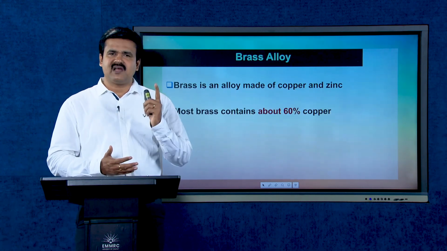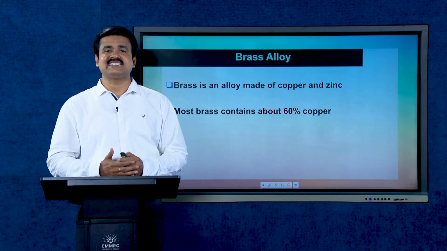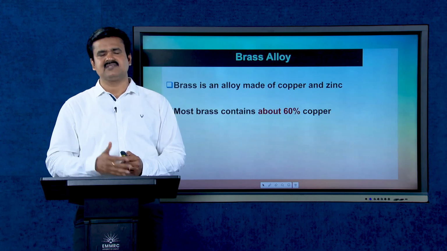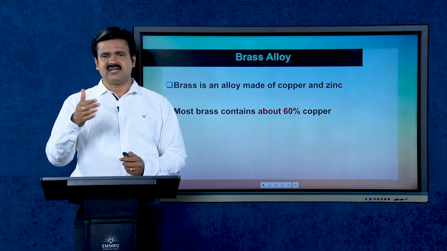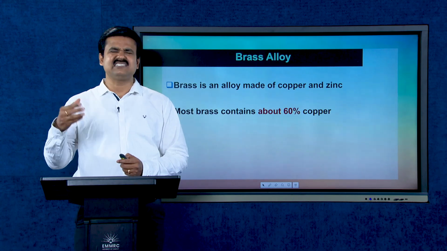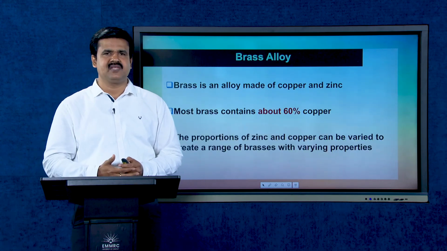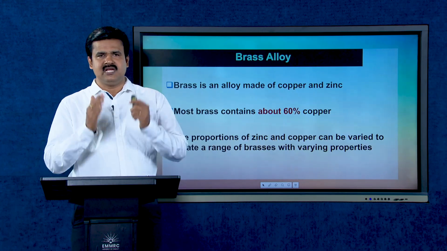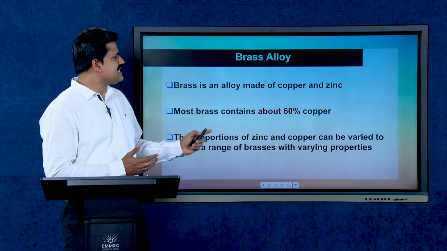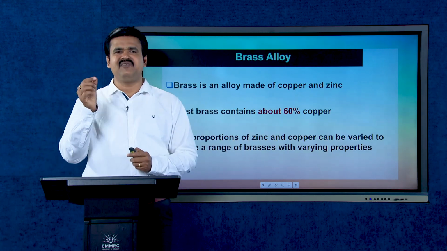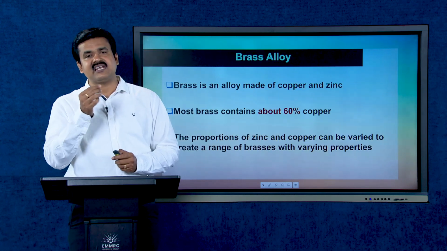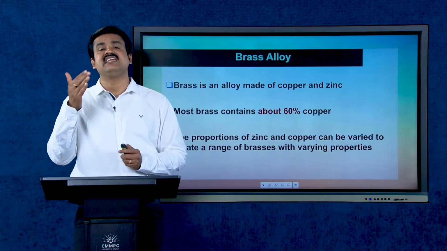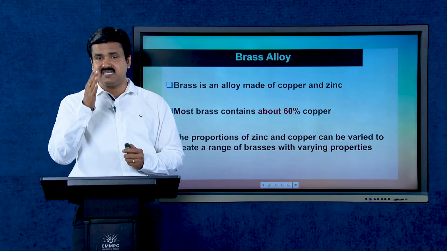Most brass contains about 60% of copper. So, the remaining 40% consists of zinc and traces of other elements. So, the major component of brass is copper. The proportions of zinc and copper can be varied to create a range of brasses with varying properties. This point is very important.